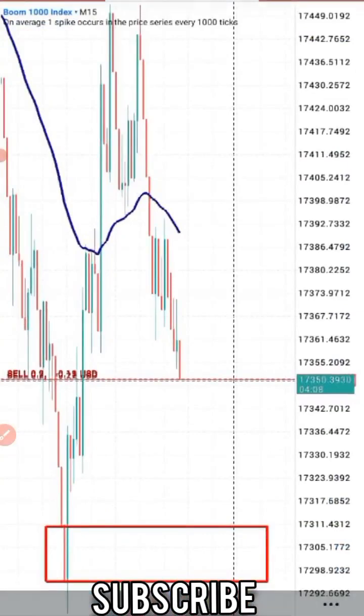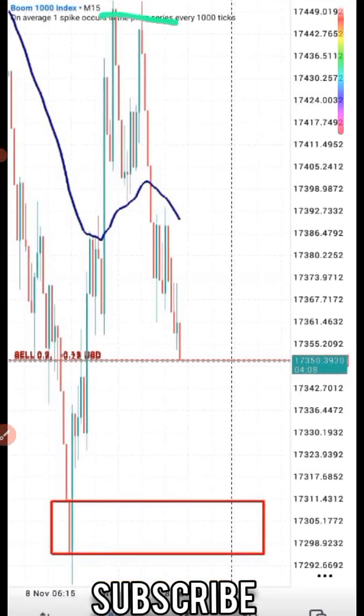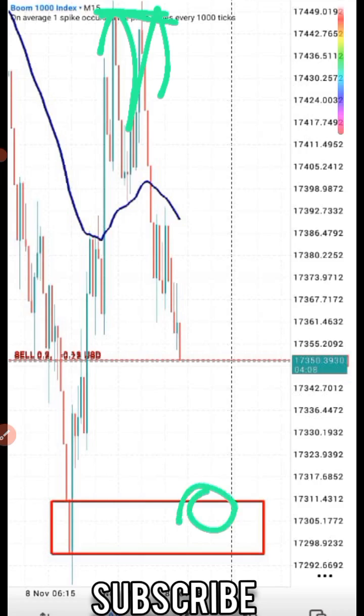Now look at this divergence here, very sweet divergence. We had this particular divergence here. And I sold down to this particular point and I made profit. And this is Boom and Crash indices. This is not even a currency pair. Guys, divergence works on all pairs. Divergence works everywhere. Learn this and thank me.